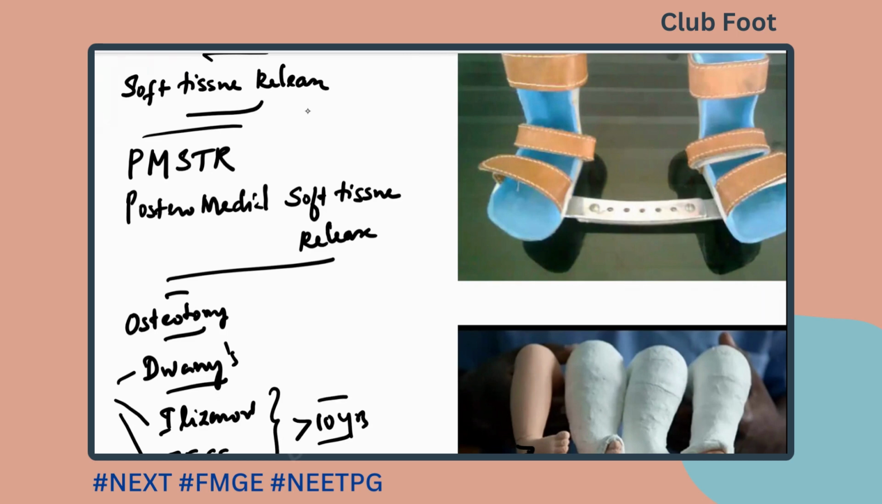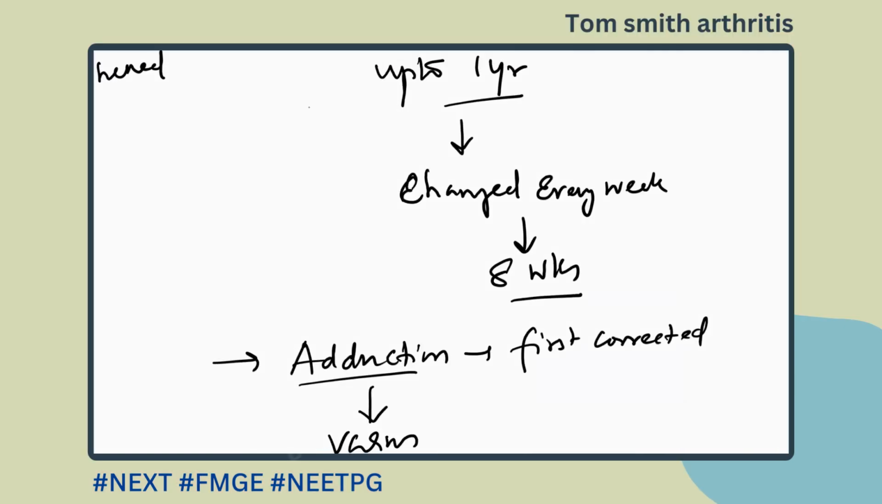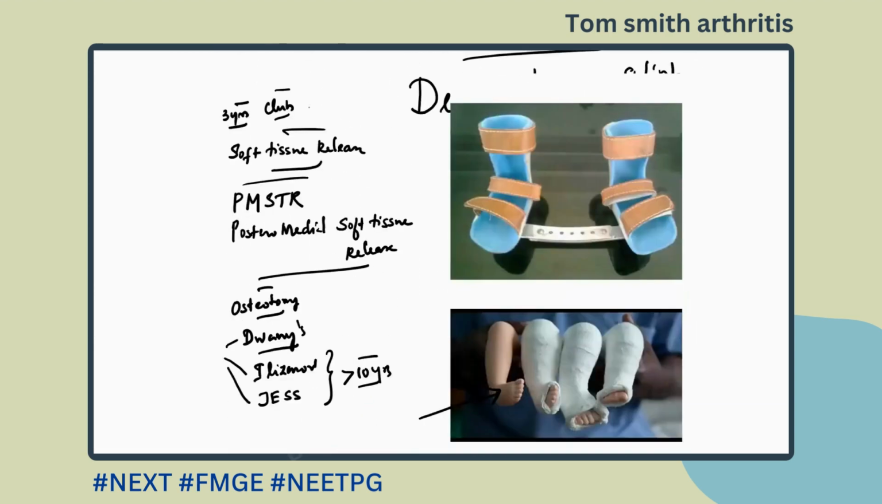If the deformity is identified early, if the deformity is corrected early, this condition can be treated easily with cast. If the child is presenting to you in a late manner, after 3 years, then the child will land up in surgery. The surgeries will be either soft tissue release or bony corrections. Soft tissue release, which is done here, is posteromedial soft tissue release. Because when the foot is like this, the medial and the posterior soft tissues get contracted. You release it to correct the deformity. Okay, clear? So this is about club foot or talipes equinovarus deformity.